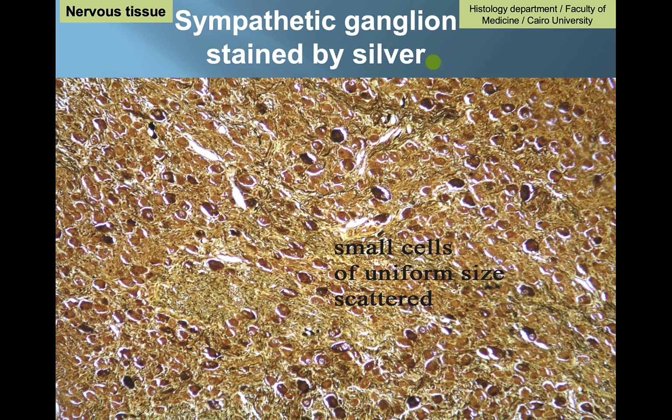Here we have the axons. They are very close to each other. You don't have myelin here. Don't forget, the sympathetic ganglion steals the myelin.